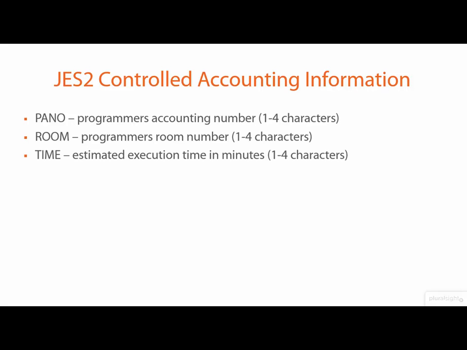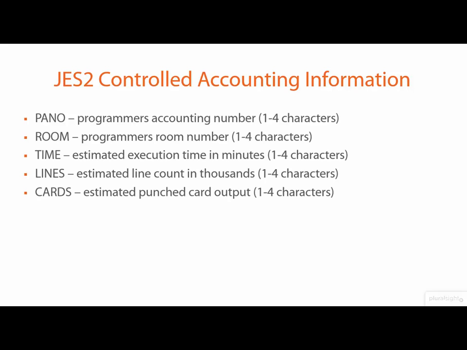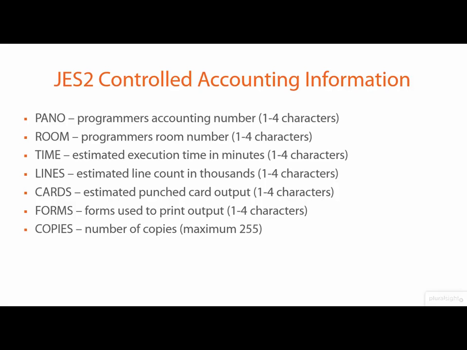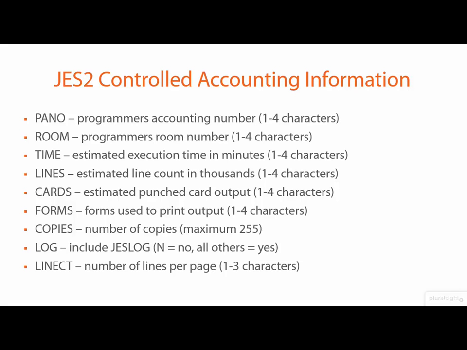The time can be coded here, which is an estimate of execution time in minutes. The number of lines that you're going to be generating in thousands. Number of cards that you may punch. This field, obviously, with the absence of card punches these days, is going to have no values in it. Any special forms that you might need to identify that the output is going to be created on. The number of copies of output that you want generated. Whether or not the JES log should be included in the output. And the line count indicating how many lines of output per page.